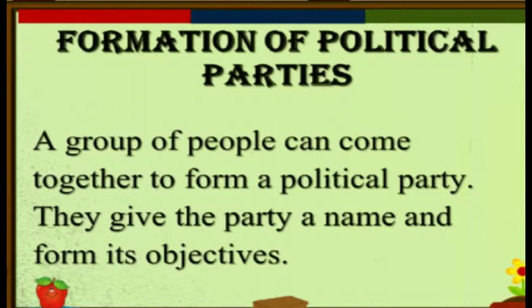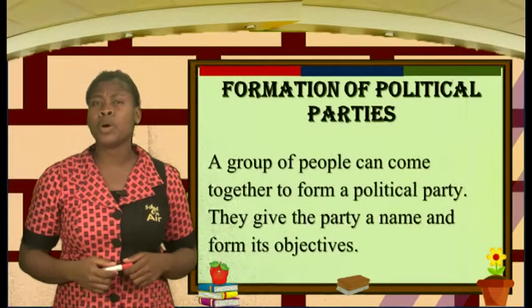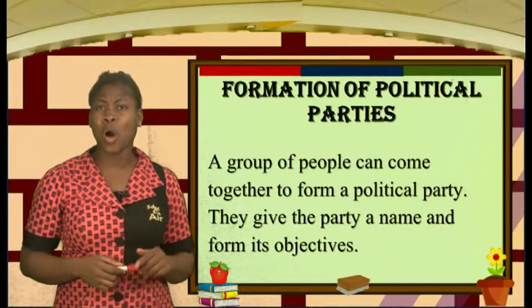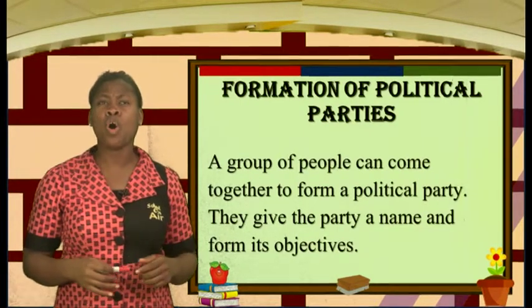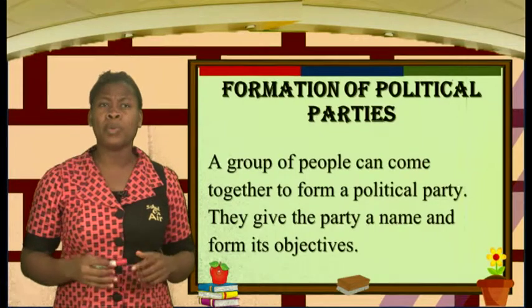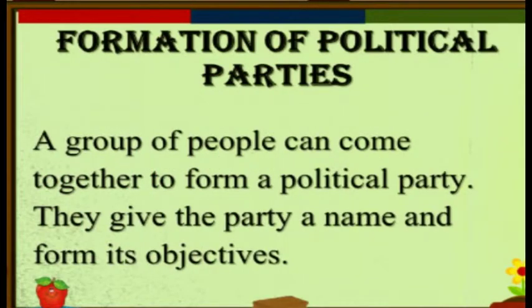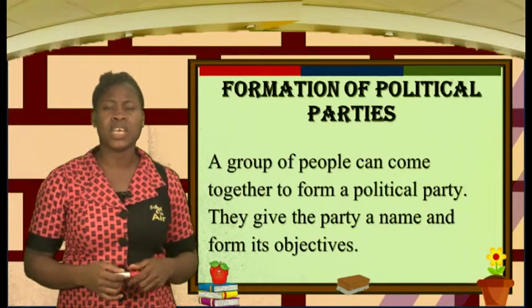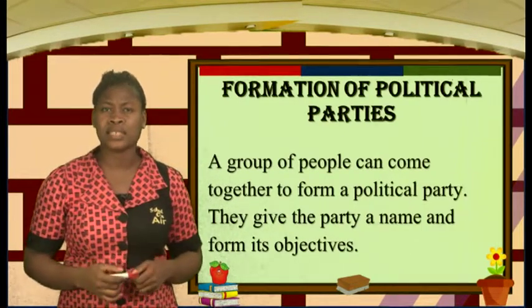A group of people can come together to form a political party. They give the party a name and form its objectives. It is important to note that a political party is not formed by just one person or an individual. It is the coming together of people that makes up a political party. It is important to give the party a name so that they know the political party that is existing, and also form the objectives, the reason why the political party is formed.